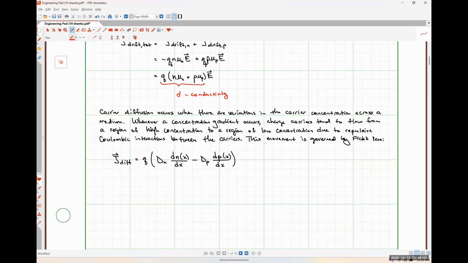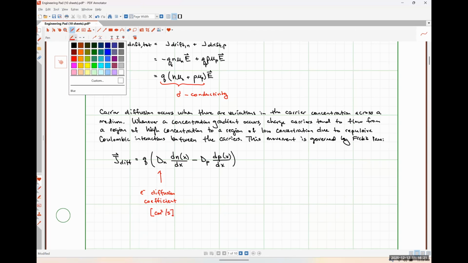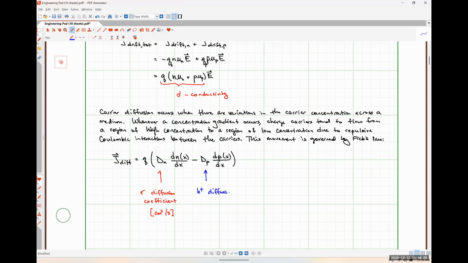So I'm just going to make a quick note here. This is the electron diffusion coefficient, having units of centimeters squared per second, and D sub p is the hole diffusion coefficient. And it also has the exact same units.